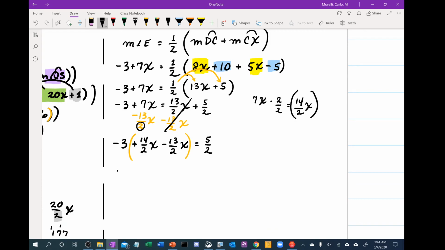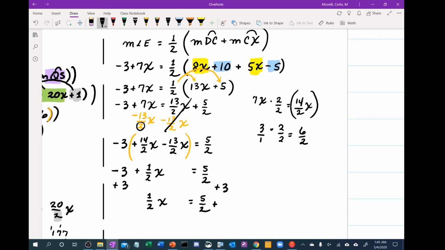So we'll write the next step is negative 3 plus 1 over 2x equals 5 over 2. Well, now we need to add 3 to both sides. And we have 1 over 2x equals 5 over 2 plus, and now we need 3 in terms of 2. So we have to multiply 3 times 2 over 2. So that's 3 over 1 times 2 over 2 equals 6 over 2. So we have 5 over 2 plus 6 over 2.